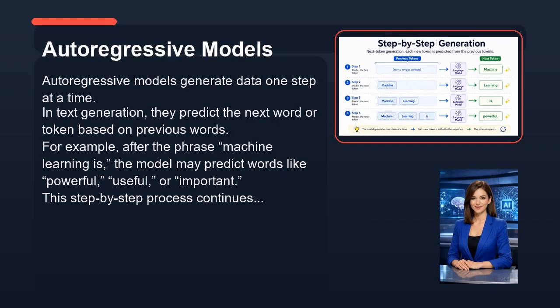Now let's look at autoregressive models. Autoregressive models generate data one step at a time.